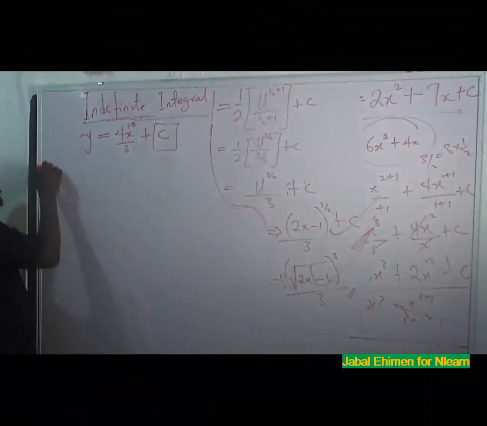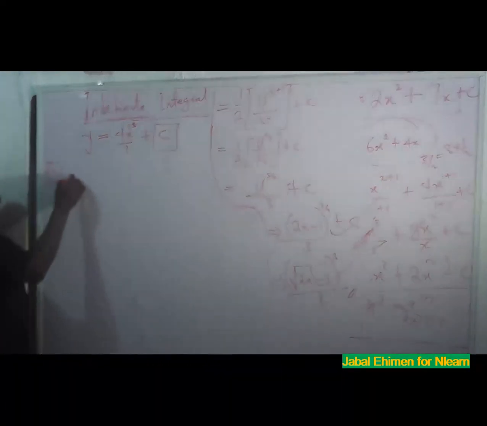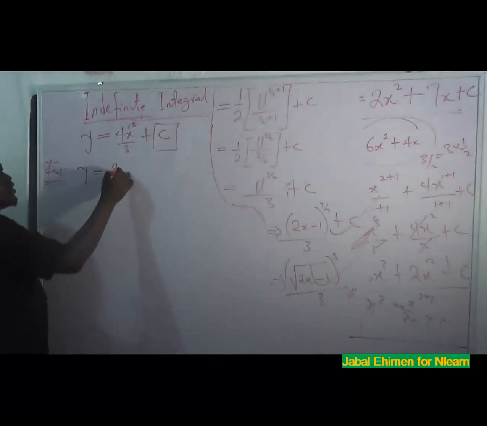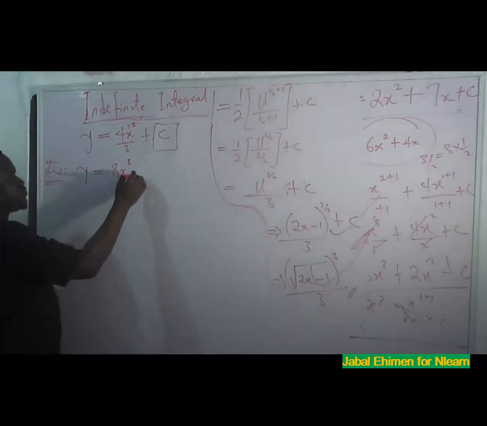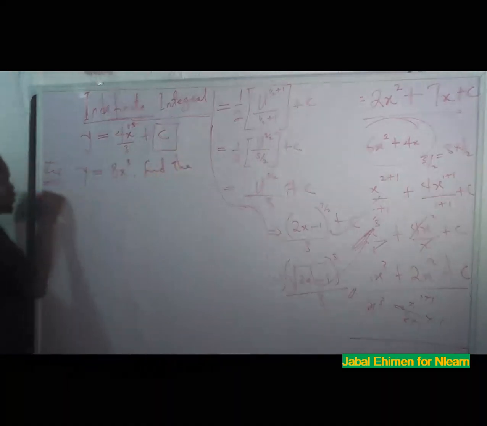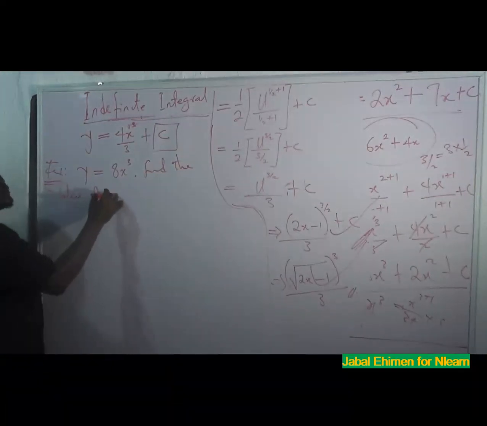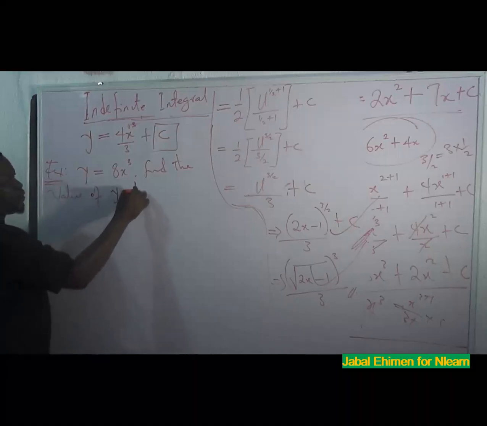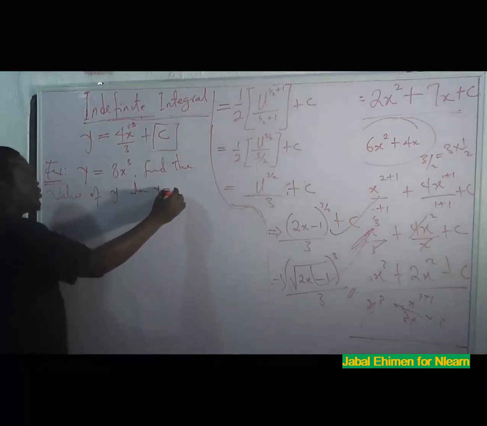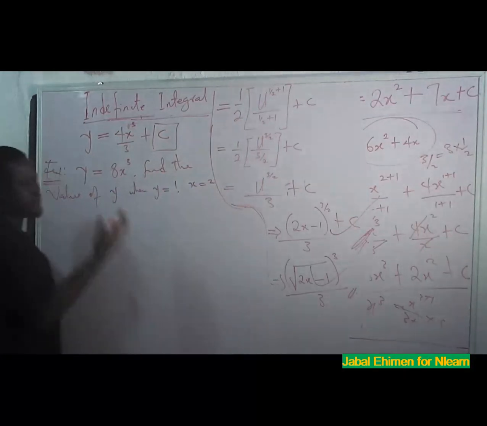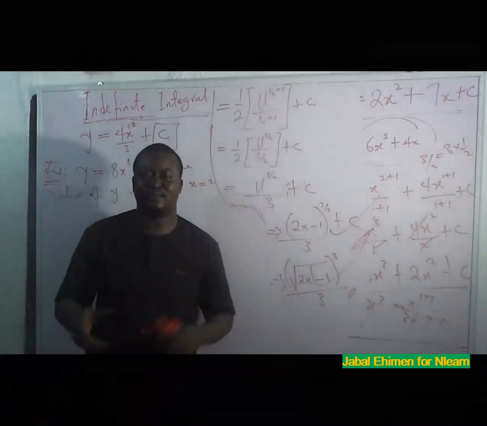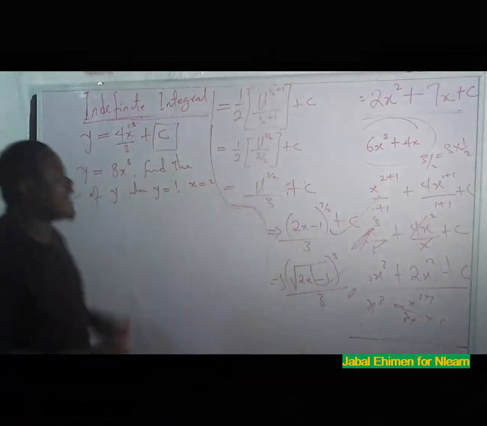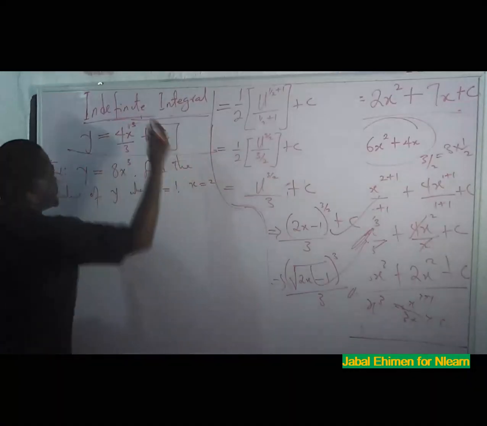For example, let's take a question like this. Maybe I'm giving dy over dx is equal to 8x raised to power 3, and I'm asked to find the value of y when y equals 1, x equals 2. Let's try this. I'm finding y when y is 1, x is 2. The basic reason why I'm giving the values of y and x to find the original y, which is the function itself, is because I need to find the value of the constant. Now, let's try to find the constant.